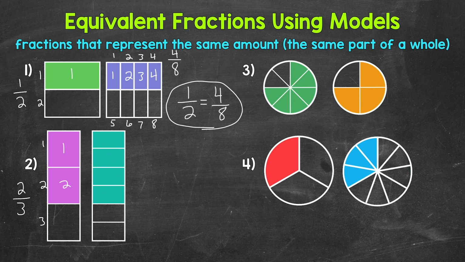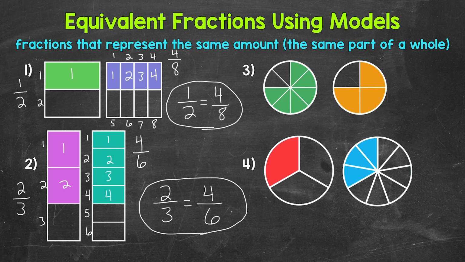Now, as far as the rectangle on the right, that's been divided into 1, 2, 3, 4, 5, 6 equal parts. So 6 is our denominator. And 1, 2, 3, 4 parts have been shaded in. So 4 is our numerator. So 4/6 of that rectangle is shaded in. That rectangle is representing 4/6. That means that 2/3 and 4/6 are equivalent fractions.